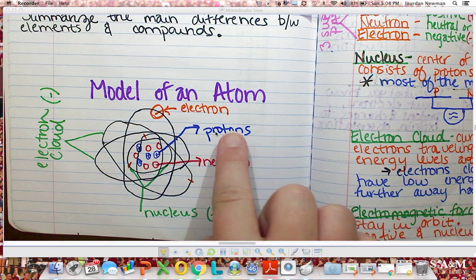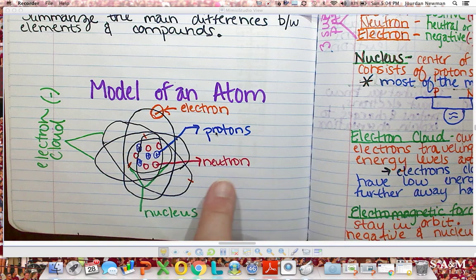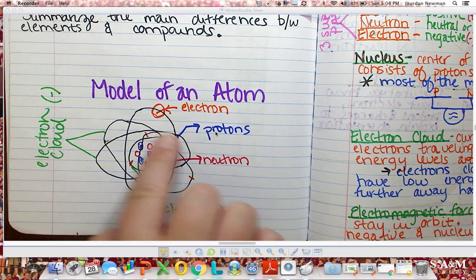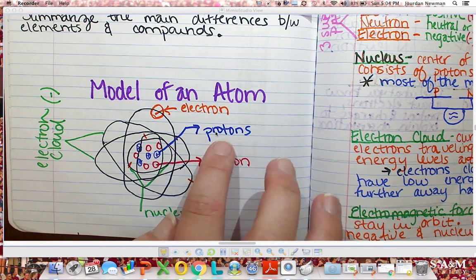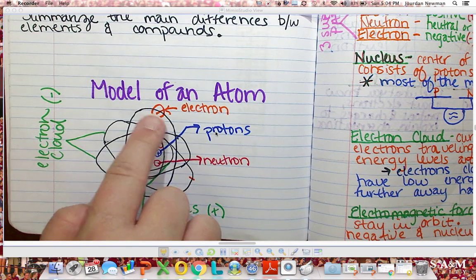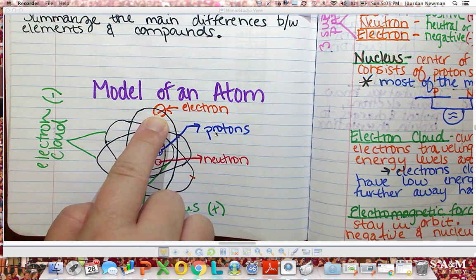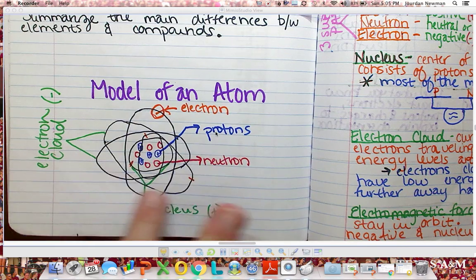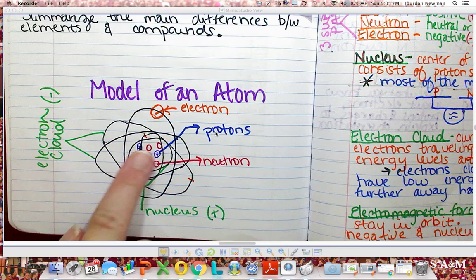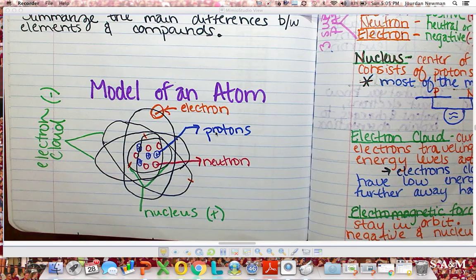We have our protons, which are positive, and our neutrons, which have no charge, in our nucleus, which makes our nucleus together positive because of those protons. Out here in the electron cloud, we have our electrons, which are negative. So that makes the whole electron cloud negative. So we have a negative electron cloud and a positive nucleus. And we know that positives and negatives attract each other, so that's what holds our atom together.